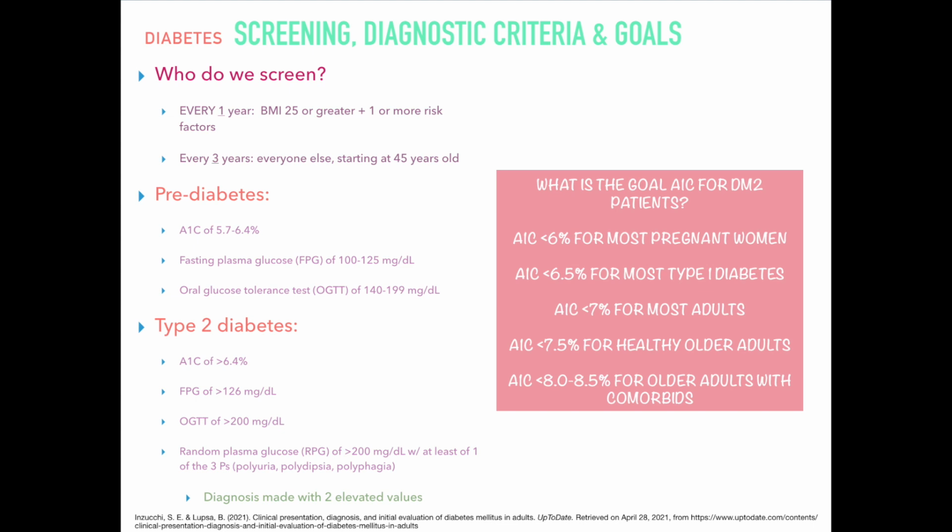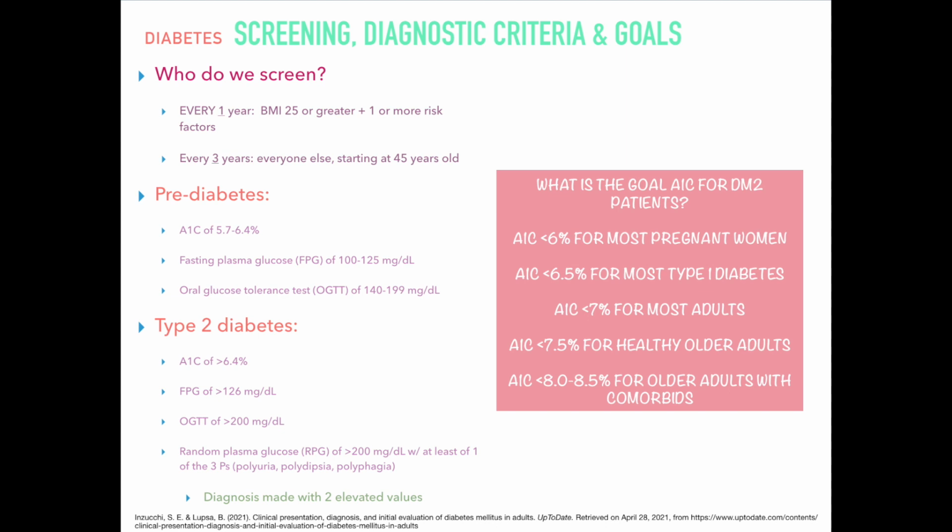And then for the oral glucose tolerance test, the pre-diabetes results are going to be between 140 and 199. Anything above that 199 indicates type 2 diabetes. And then one extra one here is a random plasma glucose, so random blood sugar greater than 200, and at least one of the three Ps, so that's polyuria, polydipsia, or polyphagia, then that also indicates type 2 diabetes. And a diagnosis of type 2 diabetes should be made with two elevated values.